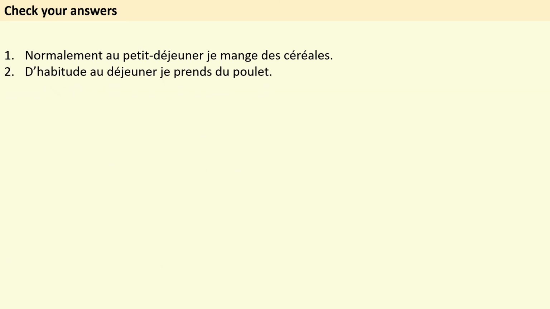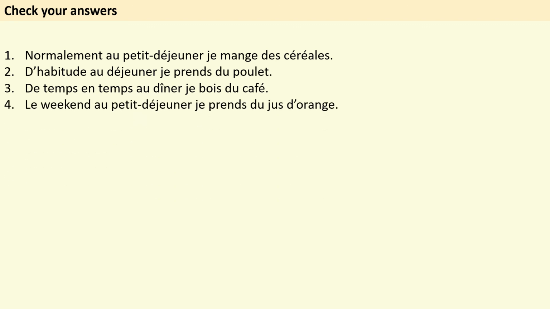2. D'habitude, au déjeuner, je prends du poulet. Okay, tick these or correct them if you need to. Pause when you need to. 3. De temps en temps, au dîner, je bois du café. Make sure you've got your accent on dîner and on the E of café. 4. Le week-end, au petit déjeuner, je prends du jus d'orange. Make sure you've got your accent on the E of déjeuner for this one. Well done, Year 8. I want you to now translate the sentences into English, so pause to do that now.